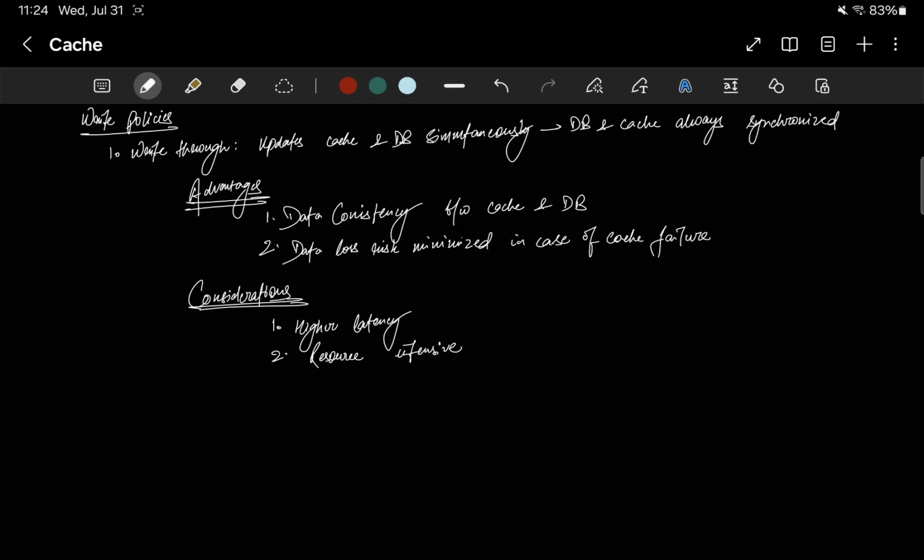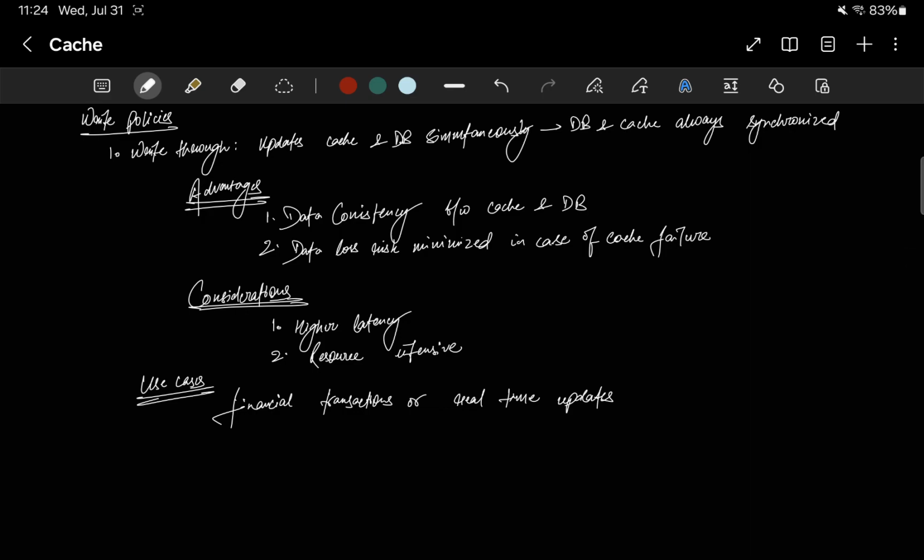It is suitable for applications where data consistency is critical, such as financial transactions or real-time updates. Basically these all come under use cases. So this was all about write through.